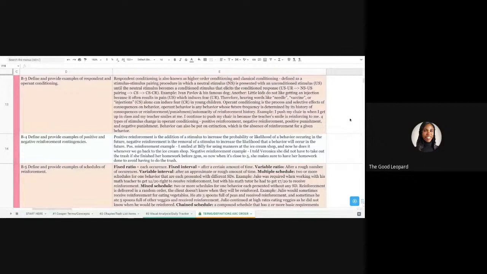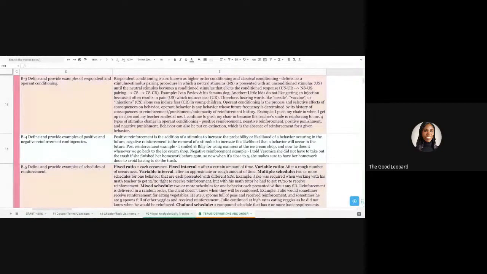B3, define and provide examples of respondent and operant conditioning. Woohoo, I love this one. Respondent conditioning, aka higher order conditioning, aka classical conditioning. I was confused about this on a mock one time. A little bit embarrassed, but that's okay. I got classical conditioning and respondent mixed up. I didn't think they were the same thing, but they are. So respondent conditioning is classical conditioning. It's also higher order conditioning. Those are three terms for the same thing.